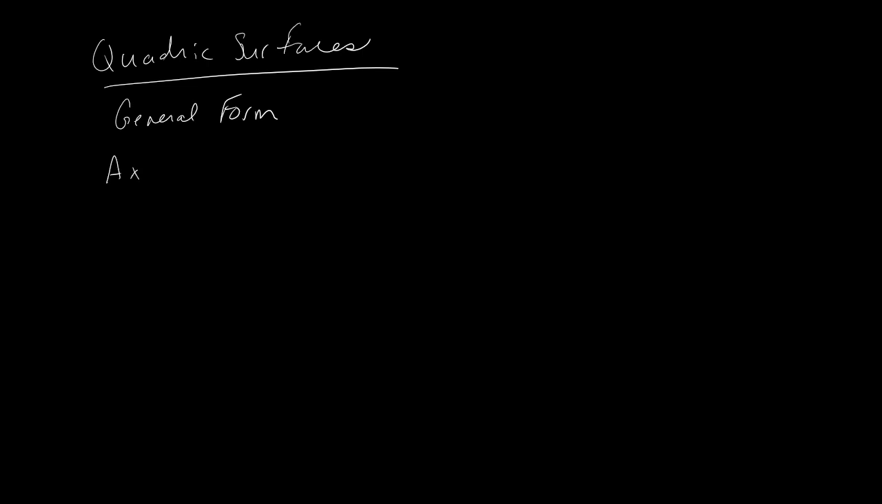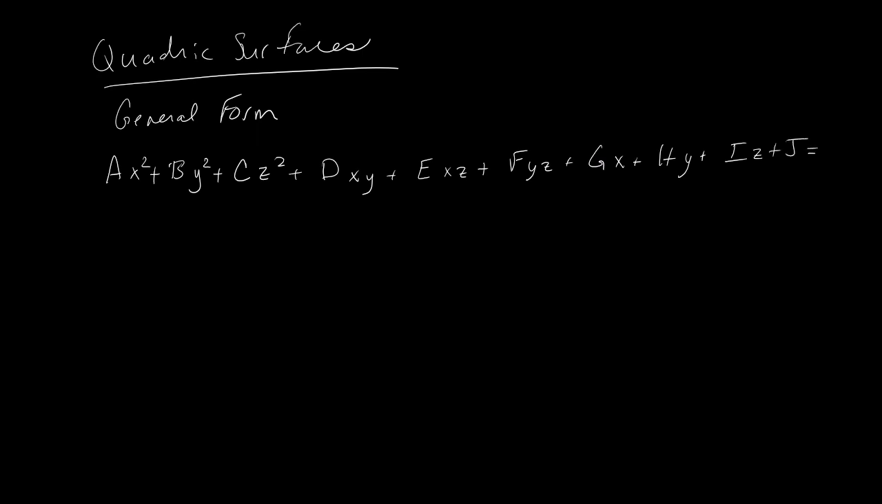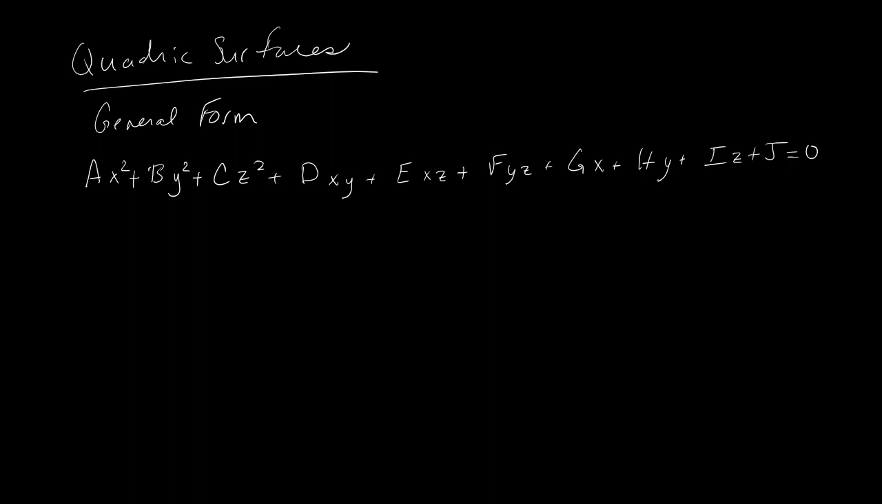So we have a x squared plus b y squared plus c z squared plus d xy, there we go, plus e xz plus f yz plus g x plus h y plus i z plus j equal to 0. Okay, so all of these quadric surfaces are going to fit into this mold somehow. It just depends on which of the coefficients are 0 and which ones aren't.